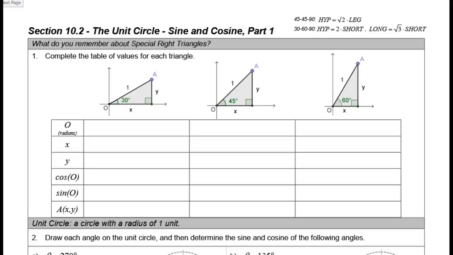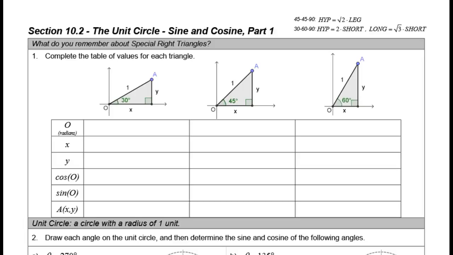Welcome back, folks. Here we're looking at section 10.2, the unit circle, sine and cosine, and this is part one of what is split into two separate lessons. So they'll be labeled that way when you go to look at both the guided notes page that goes along with it and the videos in YouTube.